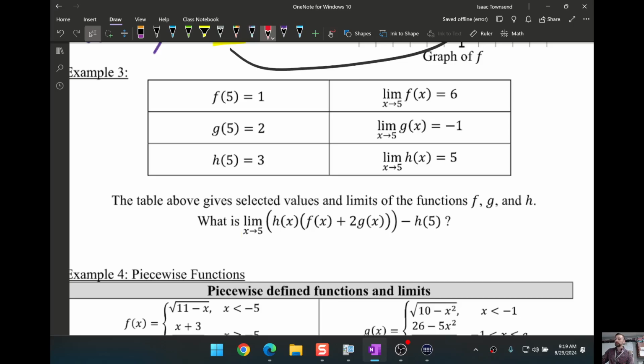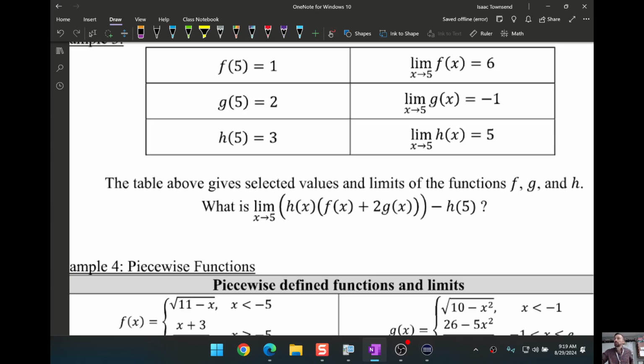Okay, next up, so here's another example with the table that's got what looks to be an impossible question down here. But again, since we can do these one thing at a time and then just do arithmetic at the end, it's actually going to be very manageable. So first, and I'll try to color coordinate this for you, the limit as x approaches 5 of h of x is right up here. That's 5.